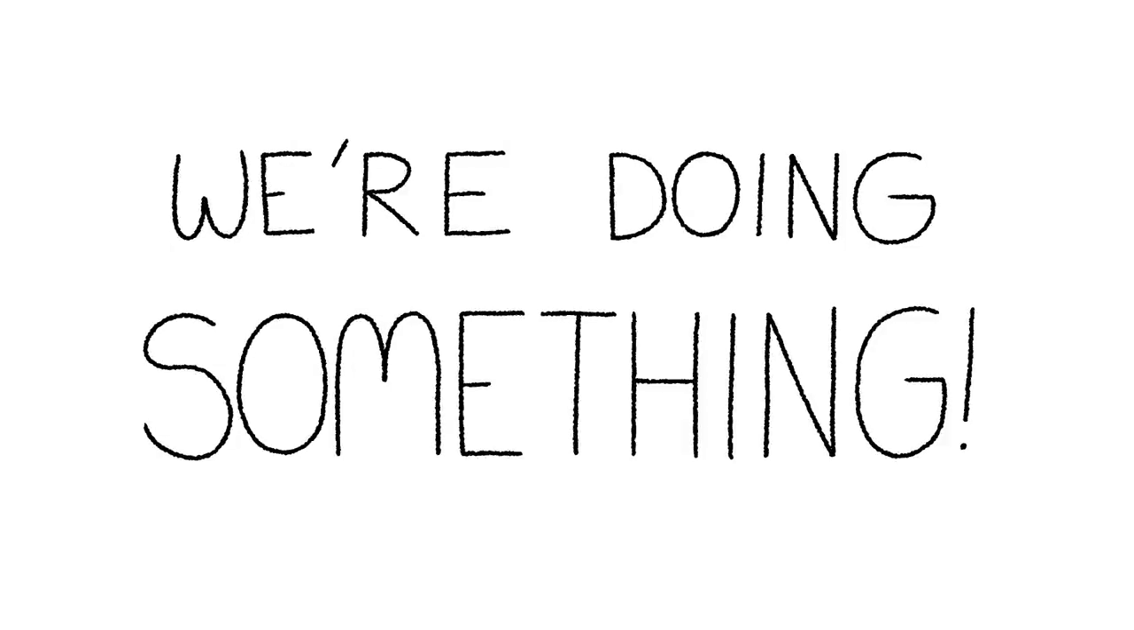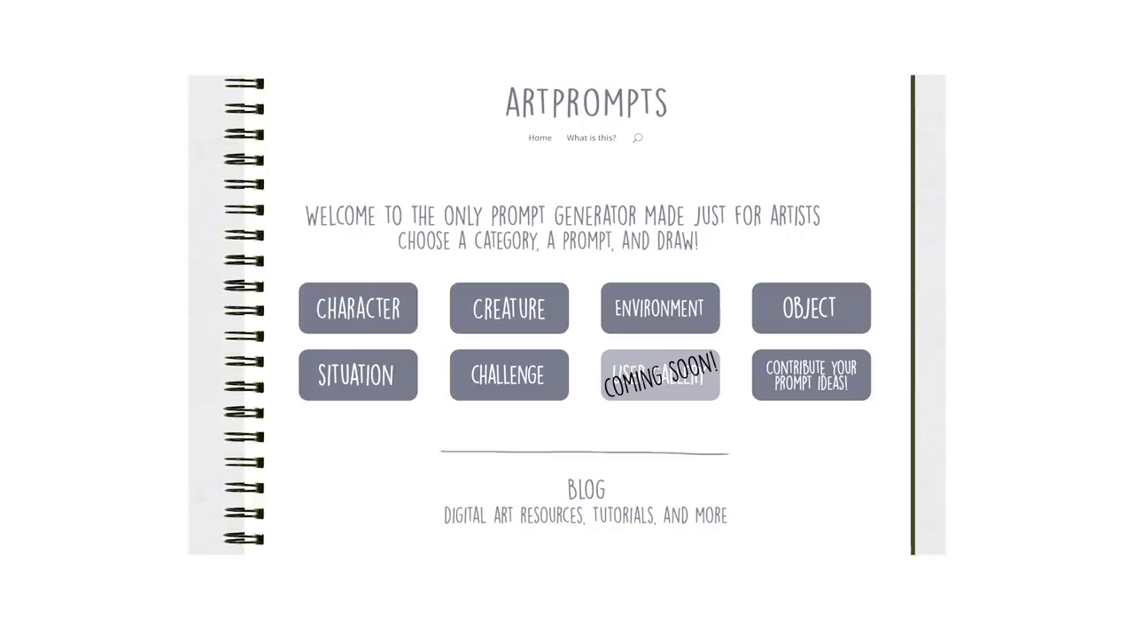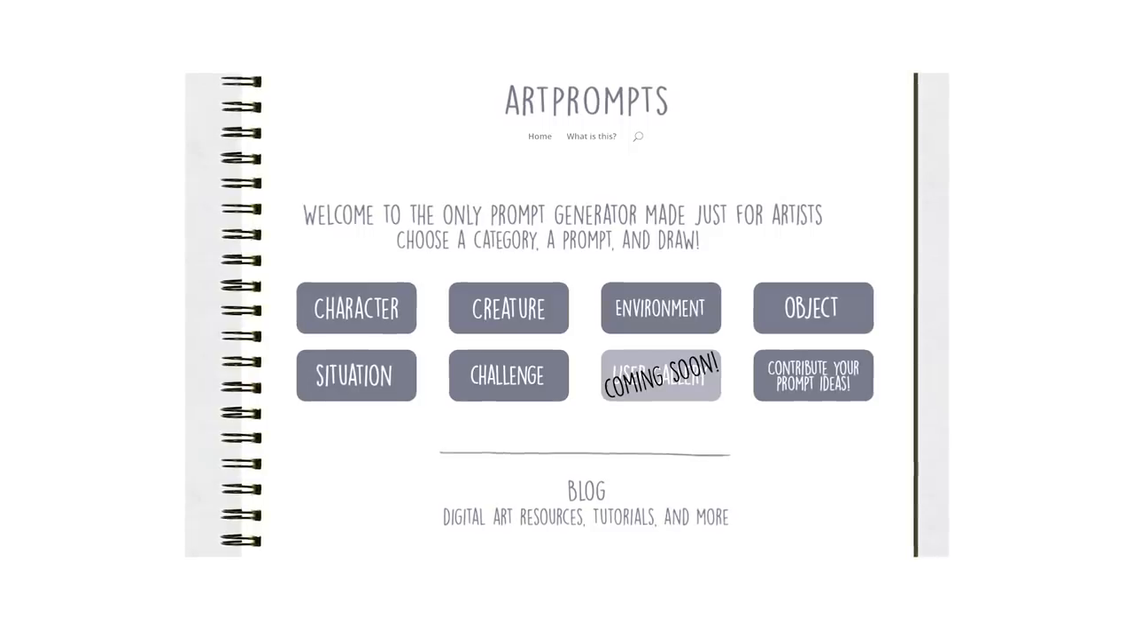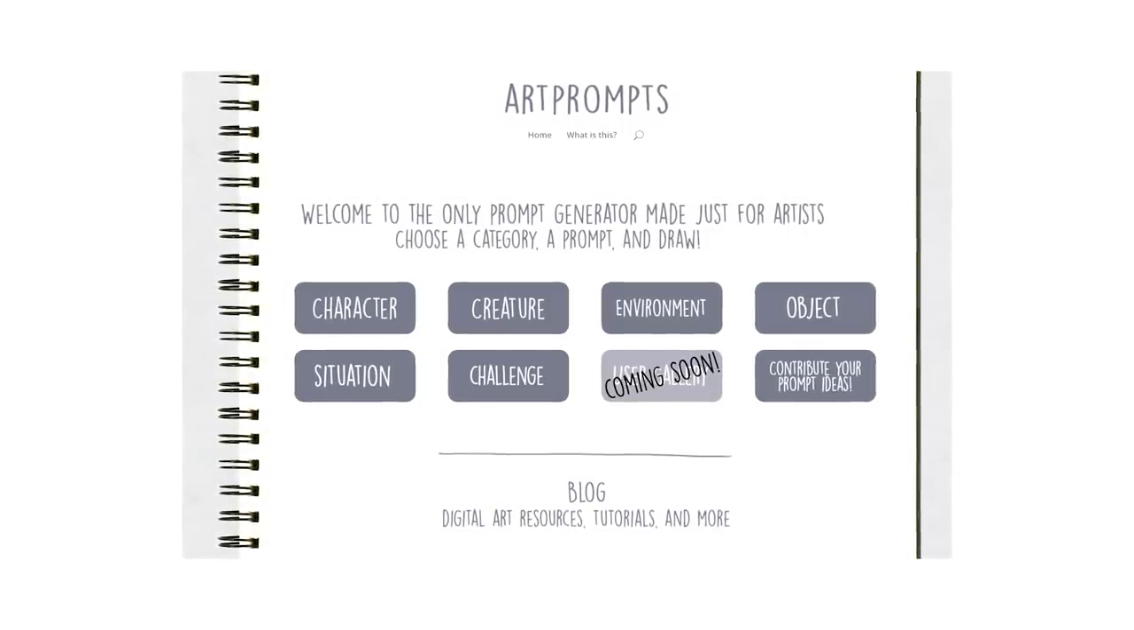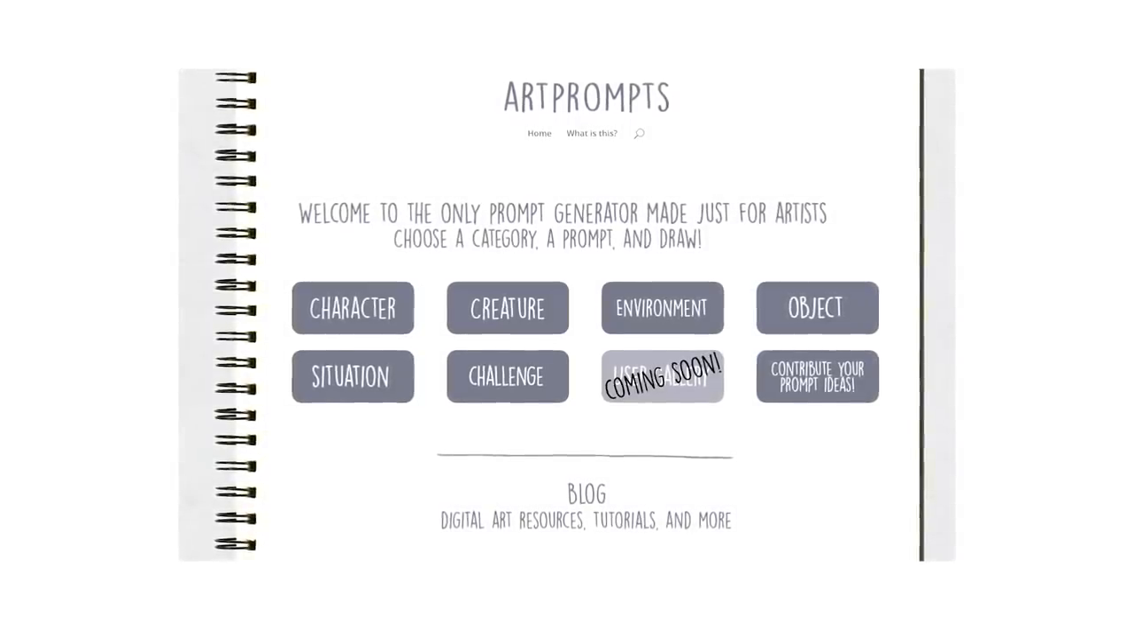We're doing something today. I had an idea for us to work together as a team to draw a whole scene, so like one whole image. And we're going to do it by using a series of random generators that I've already prepared. We're using the website artprompts.org. The way this is going to work is I've opened four tabs.